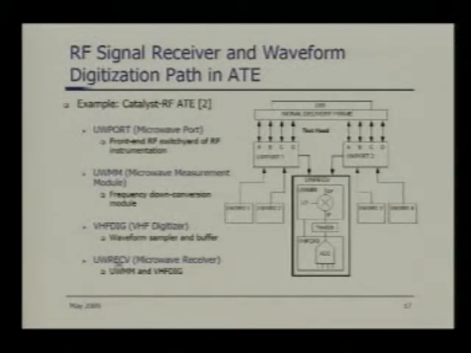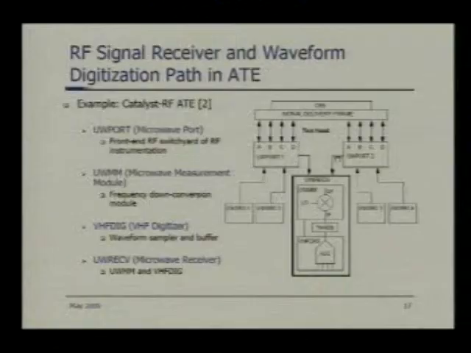I took the Catalyst ATE from Teradyne as an example. Here it is showing the RF signal capture waveform path. Here you have the device interface board, and there is the so-called microwave port, which is basically a connection network of RF relays within the ATE itself, which determines whether you are selecting, say, input A versus output A versus output B, and so forth. And it eventually goes to the mixer circuitry.